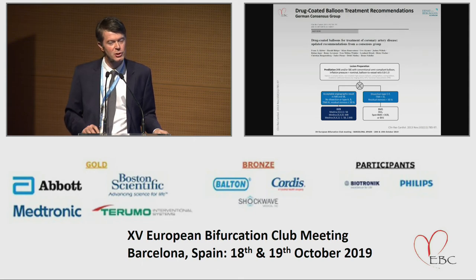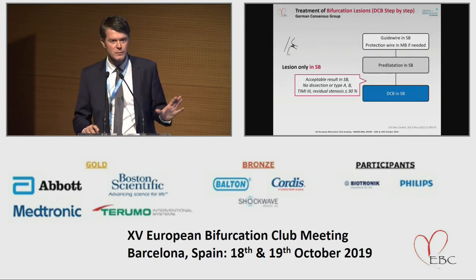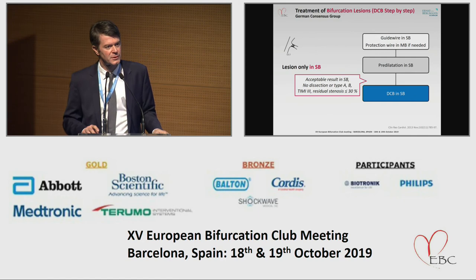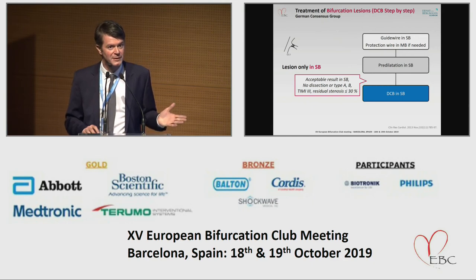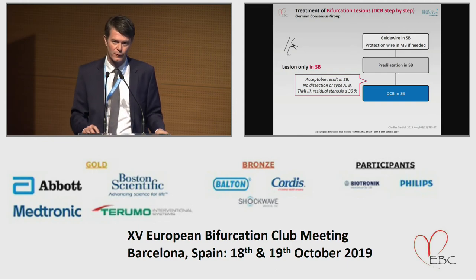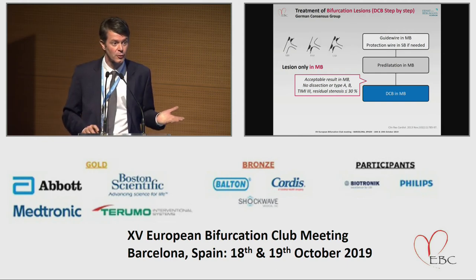We have the recommendation from the German consensus group. Because it's very complex, I go through this step by step. In patients with only a lesion in the side branch, it is simple, and we follow the recommendation from the de novo lesions in non-bifurcation lesions. We start with the lesion preparation, and if the acute site is acceptable, it does mean we have no relevant dissection, no normal TIMI flow, and a residual lesion of less than 30 or 40%, then we use the DCB in the side branch. And it's quite comparable with the main branch.